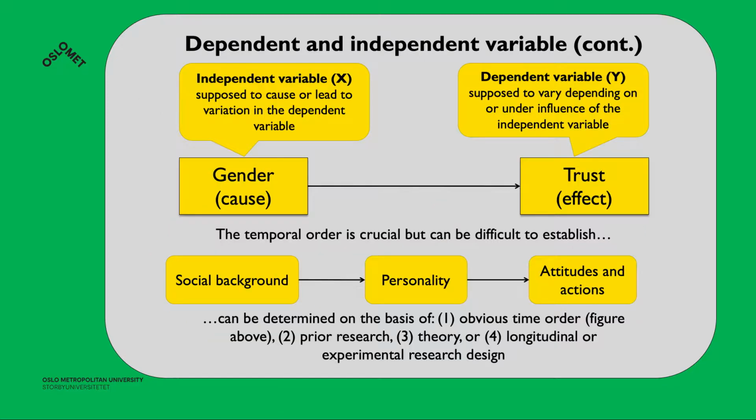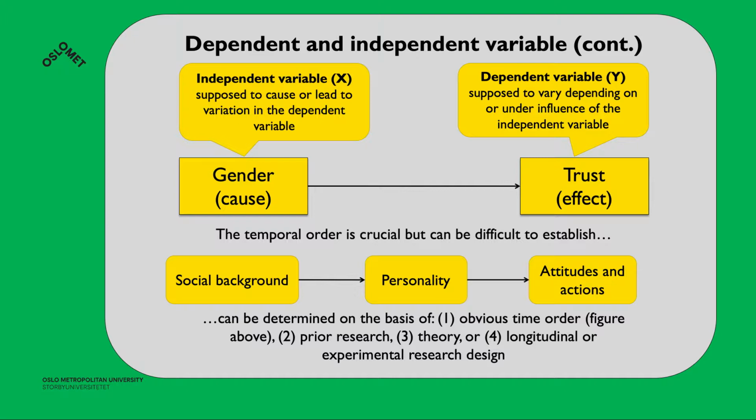So let's look at this. If we have, for example, gender, there are differences among men and women, whether they are trusting or not. If that's our hypothesis, then the independent variable is gender and our dependent variable is trust. And it's important to clarify the temporal order, because the independent variable always has to come before the dependent variable in time. In this case, gender always comes before trust. Of course, that's not difficult to determine because there's an obvious time order.